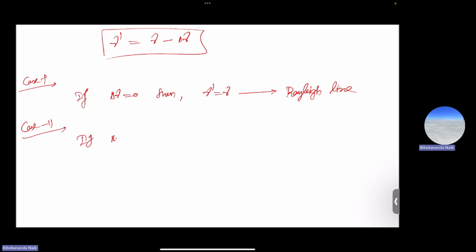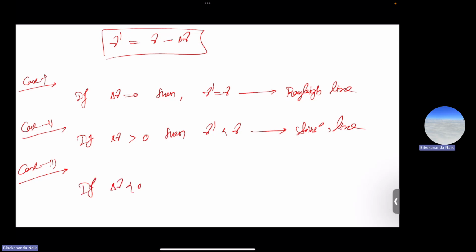Case 2: if delta nu is greater than 0, then nu prime is less than nu, and that is called the Stokes line. Case 3: if delta nu is less than 0, then nu prime is greater than nu, and that is called the anti-Stokes line. So these are the three components of Raman spectra. Now there are different types of Raman spectra. One is called Raman vibrational spectra, another is called Raman rotational spectra.